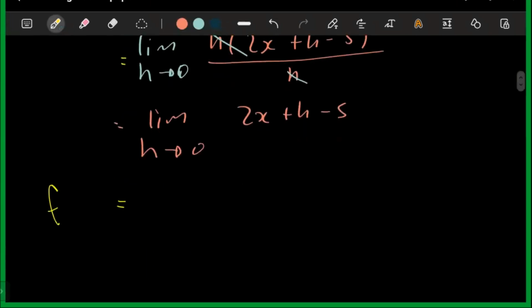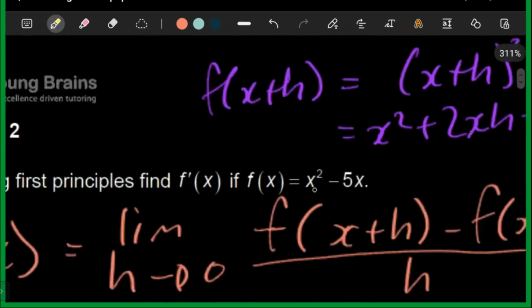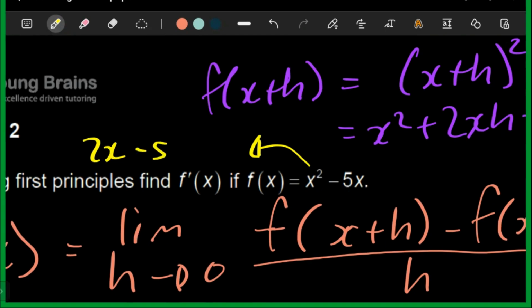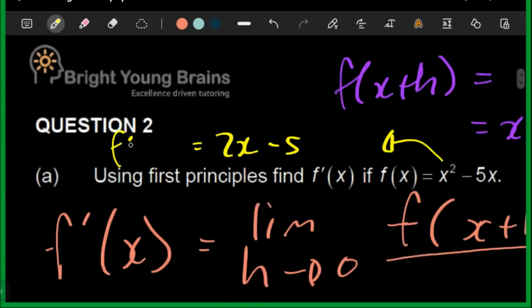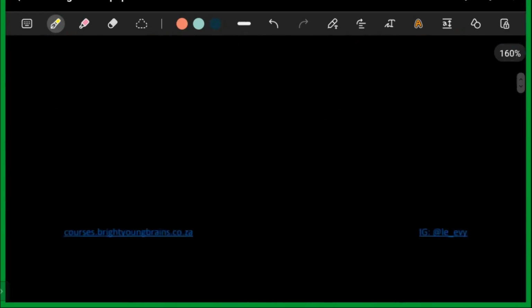And then you have your f prime here. f prime is equal to 2x, 0 there, right? And you have minus 5. Which makes sense because if you were to differentiate this without a calculator, without the formula, you'd say 2 times the value in front, you have 2x, remove 1 from the exponent, and then minus 5. So this is what you would have if you had just used normal differentiation. So yeah, you can verify that your answer is correct.